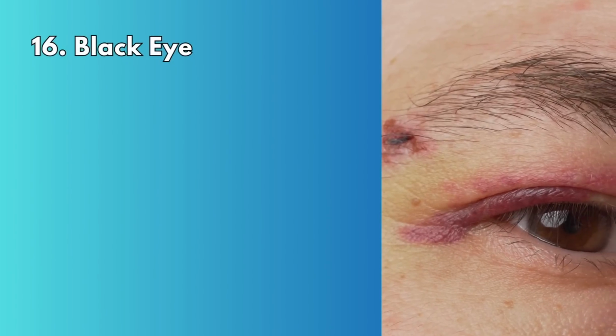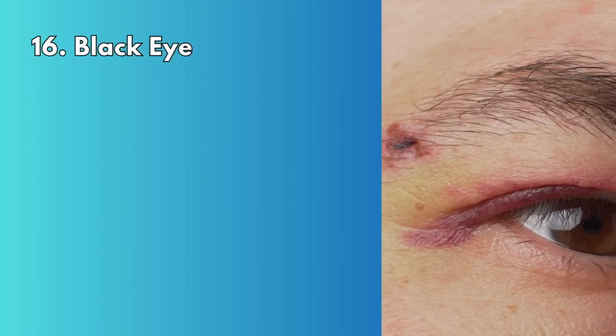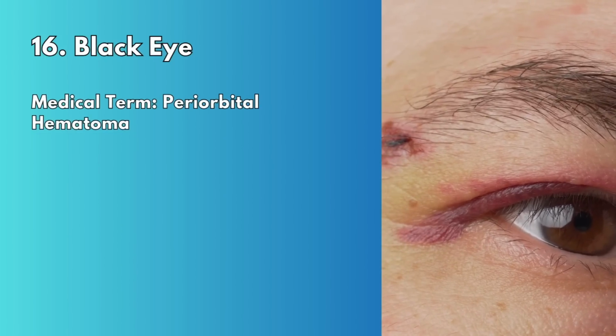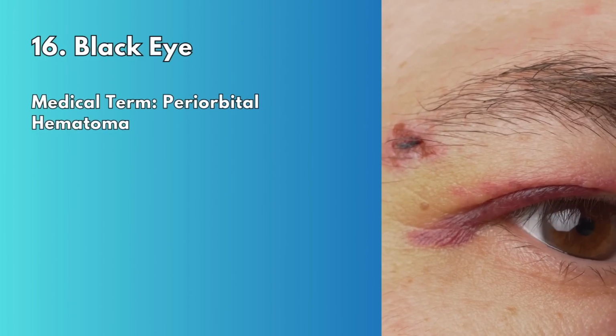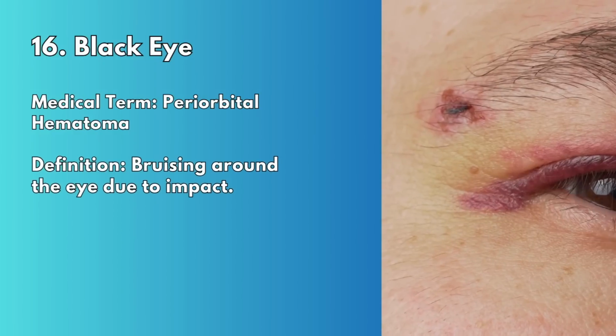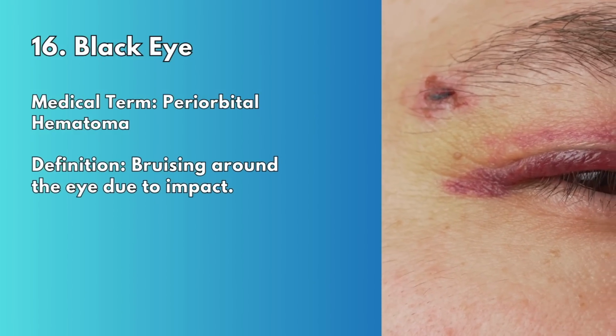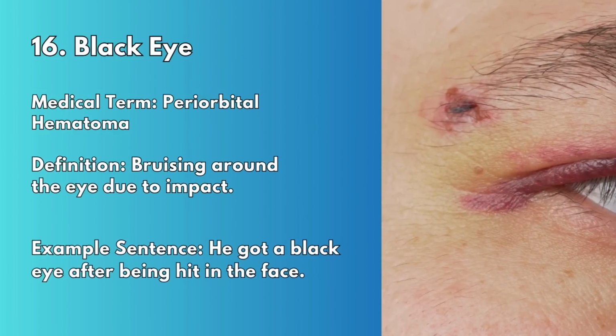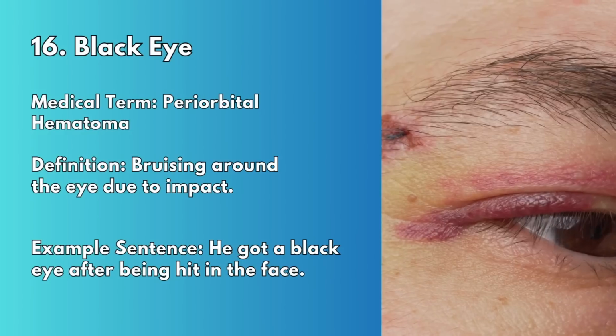A common injury is a black eye, also known in medical terms as a periorbital hematoma. This is a bruising around the eye due to impact. He got a black eye after being hit in the face.